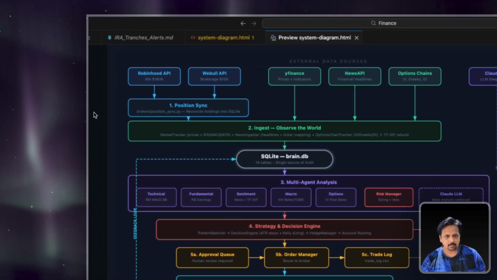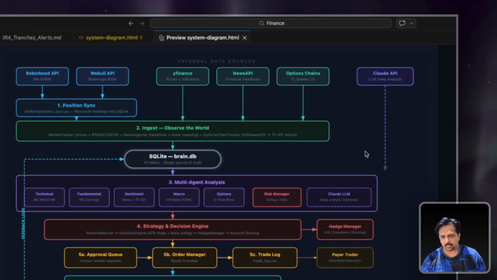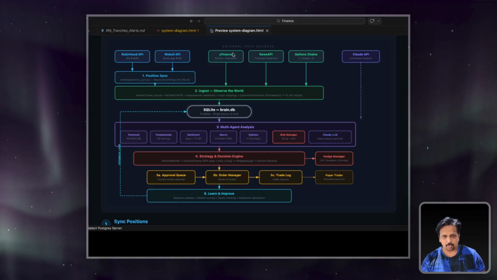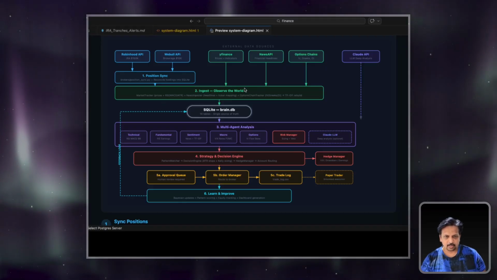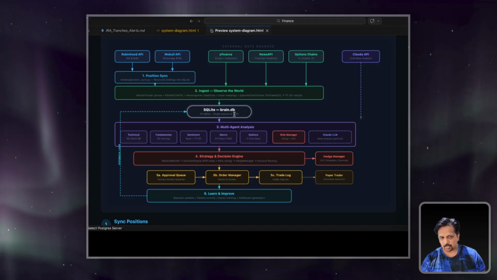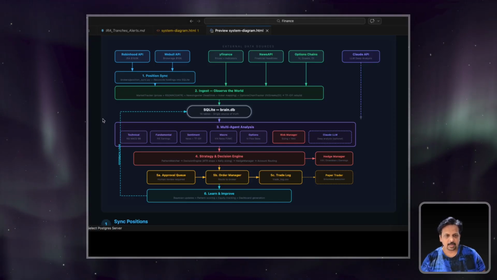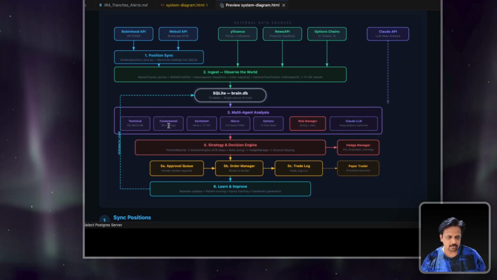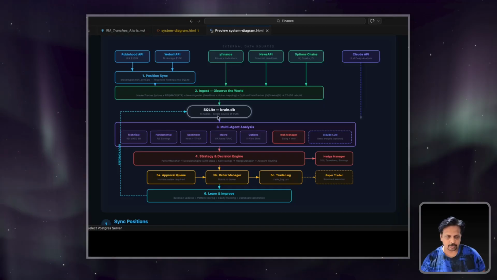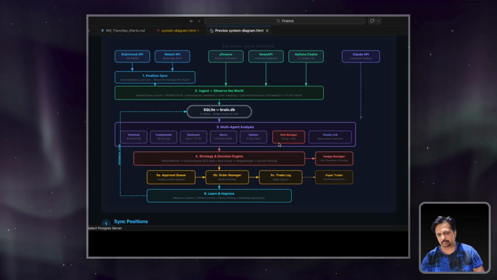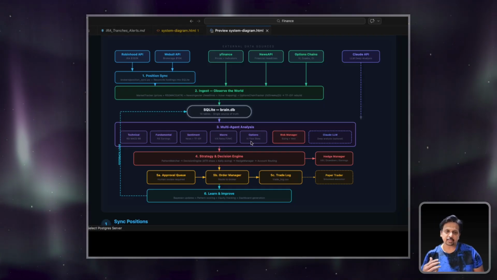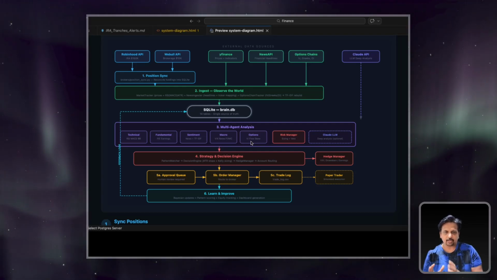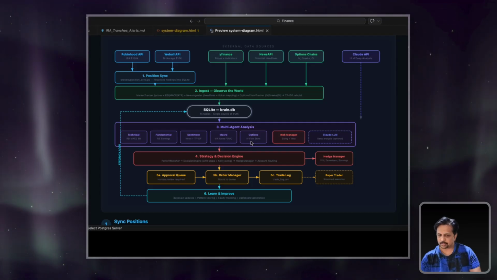There is a Python script that runs every, let's say, 3 hours, or whatever we have scheduled, which will ingest from all these APIs. Once it ingests, it saves everything into the SQLite database as a brain. Then the multi-agent analysis happens here: technical analysis, fundamental, sentiment, macro, options. These are all fed into the AI agents, and these keep evolving, because you can't feed everything out there into the agent. It has to be very specific to the portfolios that the agent is working on.